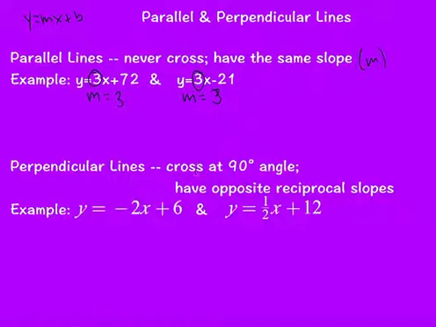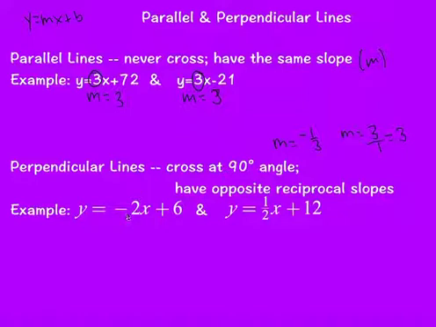Perpendicular lines are going to cross specifically at a 90-degree angle. They're going to have opposite reciprocal slopes. So when we look at the m's, we'll see that they have different signs and they're reciprocals of each other. An example of that would be if you had negative 1/3, the opposite reciprocal for that would be positive 3/1, which is just 3. Opposite means that they have different signs. Reciprocal means that they're flipped fractions.